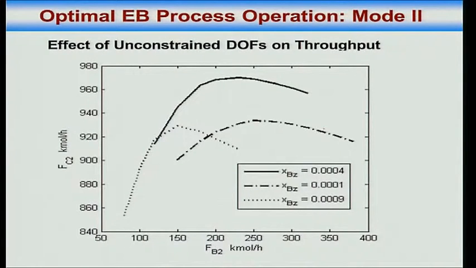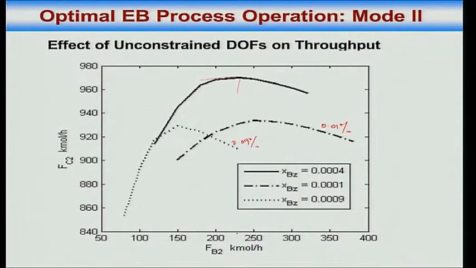This dash dot line is 0.01%. This is 0.09%. So the dotted line is mostly benzene, the dash dotted line is mostly diethyl benzene, and the black solid line is a little bit of this and a little bit of that, comparable amounts of the two impurities, right? You can see that the throughput here is about 970 kilomoles an hour. Maximum achievable throughput is 970 kilomoles an hour, and this is occurring somewhere around 230.